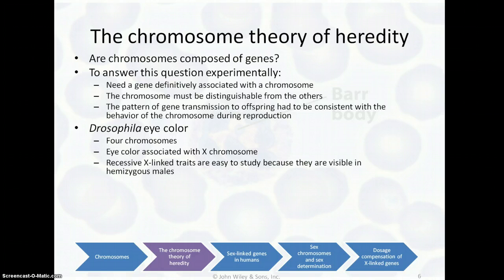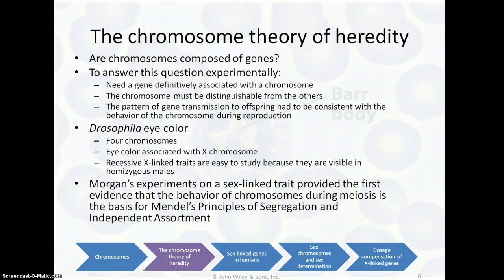And because they are recessive, if they were associated with the X chromosome, they would always show up in the males. So essentially, Morgan's experiments, as a preview here, on this sex-linked trait actually provided the first evidence that the behavior of chromosomes during meiosis is the actual foundation for what Mendel described in his principles of segregation and independent assortment.